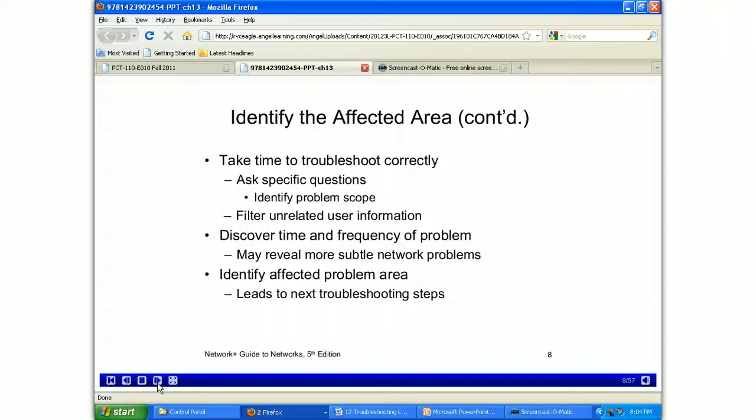Discover time and frequency problem. It may reveal more subtle network problems. Identify affected problem areas, leads to the next troubleshooting area. So on this one, it could be, say, at 1 o'clock every day after lunch, one of the departments has a problem printing stuff to a printer every day between 1 o'clock and 1:15 or something, okay?